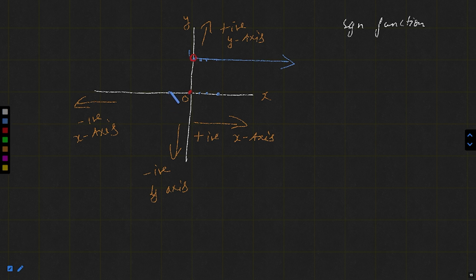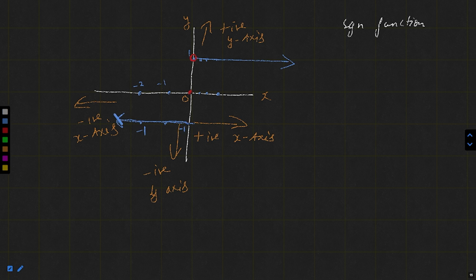Now I am here on the negative side of the x-axis, suppose this is minus 1. Okay, then the output will be what? The output will be minus 1 here. If I am standing over here, say minus 2, the output will still be minus 1. Whenever we have negative input, we always get the same output, minus 1. So this means in this direction we will be moving.